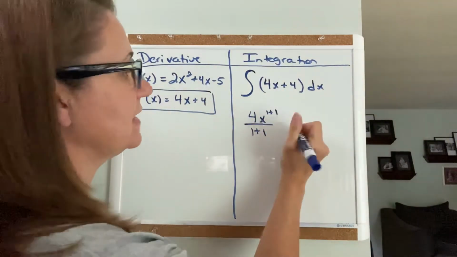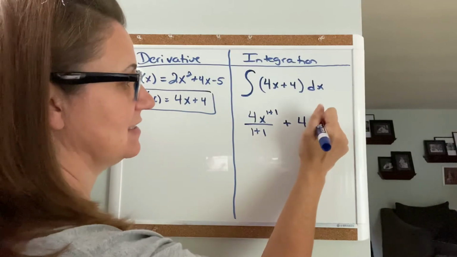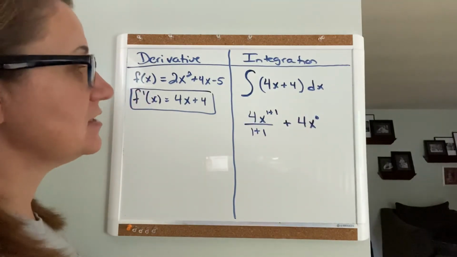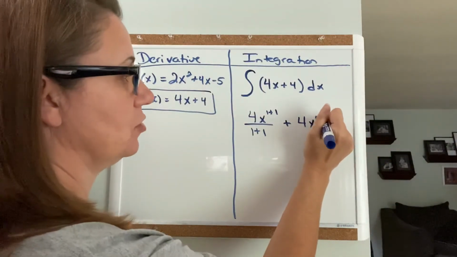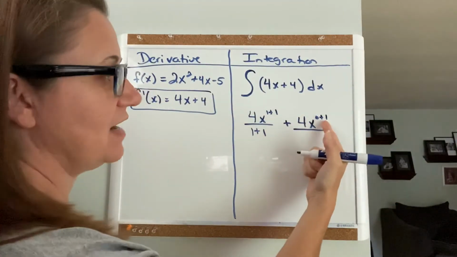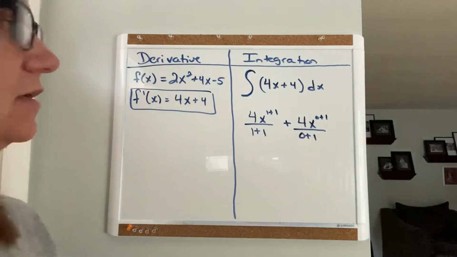All right, so we're going to bring down the plus 4, and you know this 4 is the same as x to the 0 power. So because we subtracted over here at derivatives, we add. So we have to do 0 plus 1, and then divide by the original exponent, 0 plus 1. Now here's the tricky part.